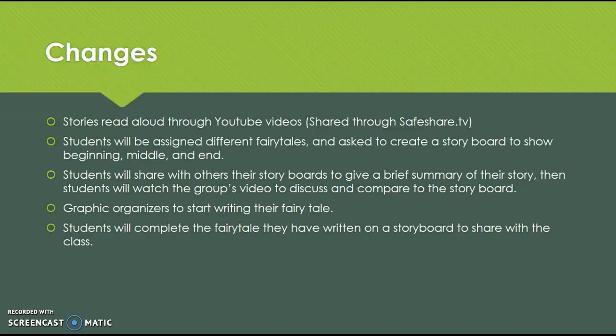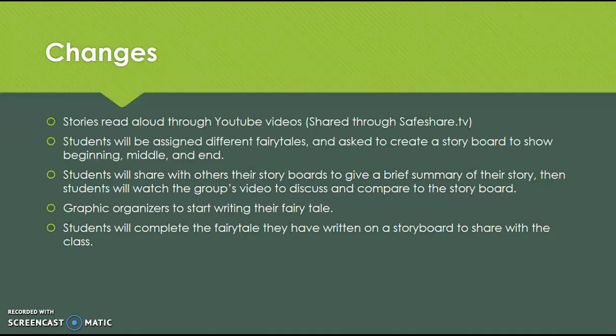The changes that I would be making to this unit would be, instead of just reading the stories aloud, having them watch YouTube videos through Safe Share TV. I would give them the links to see that, maybe through Google Classroom. Students would be assigned different fairy tales and asked to create a storyboard to show beginning, middle, and end, rather than everybody doing the same one.